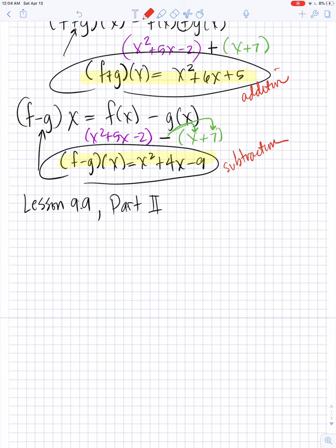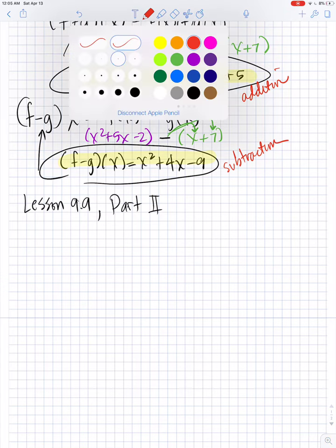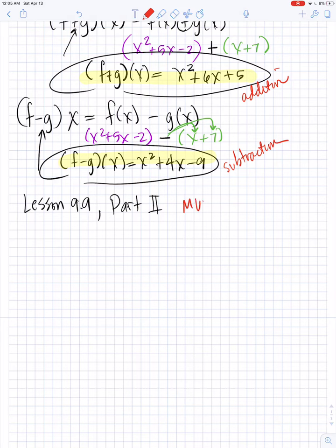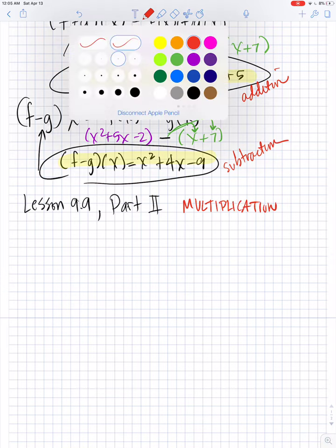In our previous video on this lesson, we learned that we could create new functions by combining functions through either addition or subtraction. If we can add or subtract real numbers, we can add or subtract functions to create new functions. And not only can we add or subtract functions to create new ones, we could also create new functions through multiplication. So let's take a look at an example for that.